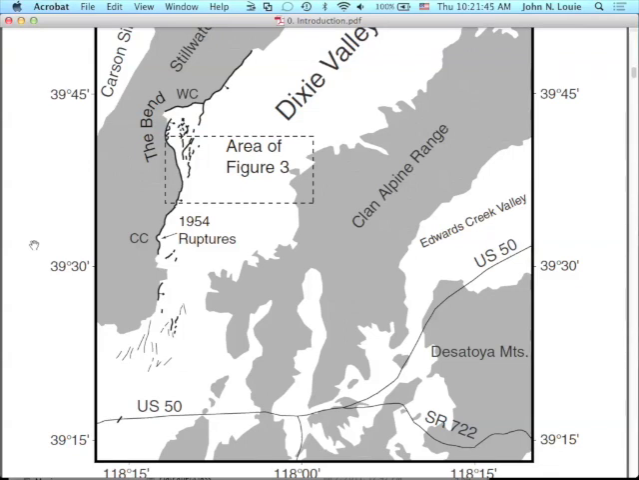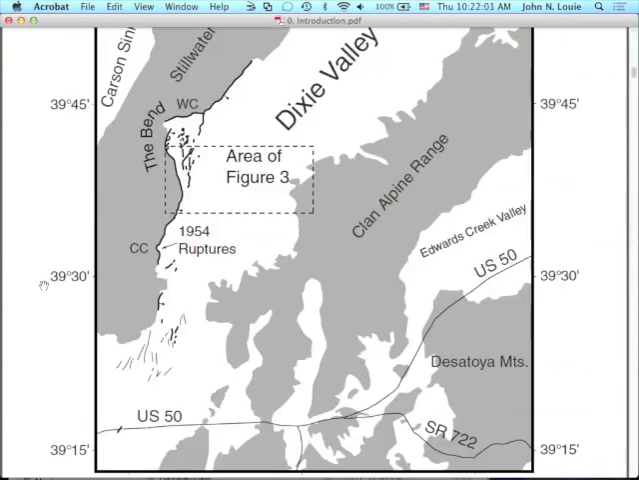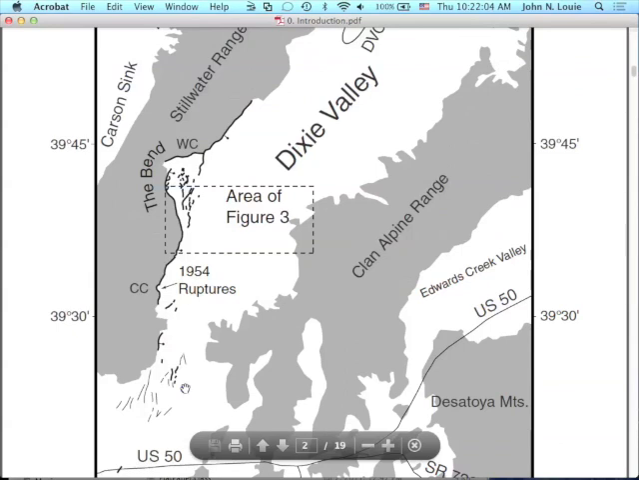And that really was all anybody knew about Nevada seismology for some time, were these earthquakes out west, east of Fallon. This is a map of the fault rupture, and the thick lines that you might be able to see are the extent of the rupture during the 1954 earthquake.